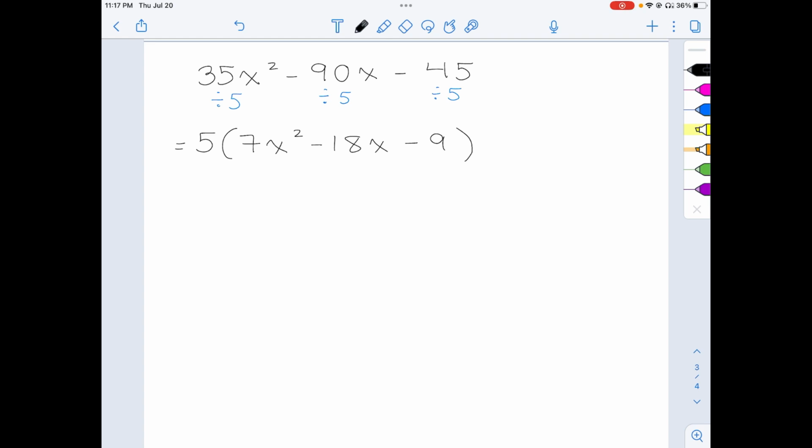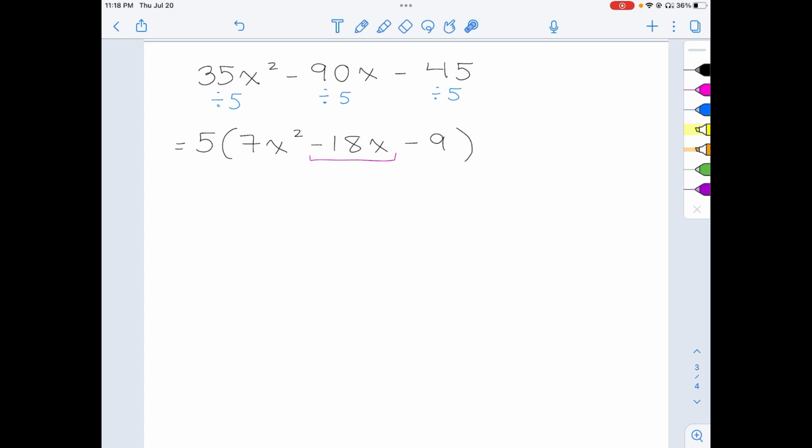And now what we are trying to do is look at this middle term, the negative 18x, and see how we can rewrite that in two terms where the first one has something in common with 7, so it's going to be either 7 or a multiple of 7, and the second term has something in common with 9, so it's either 9 or a multiple or a factor of 9. So last time when we looked at this, like in the first example, it was easy just to split it up, right?